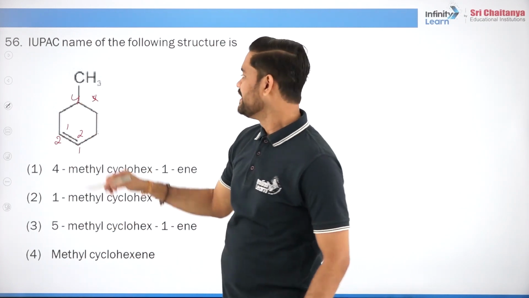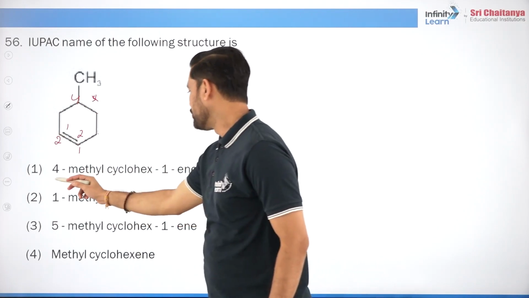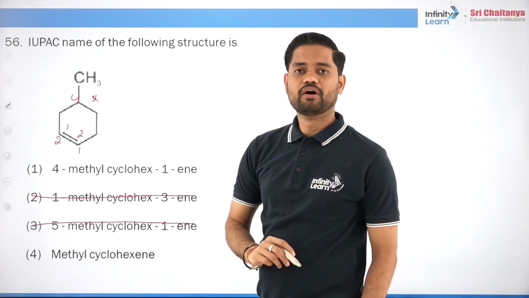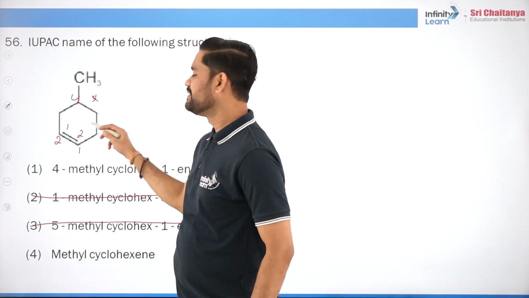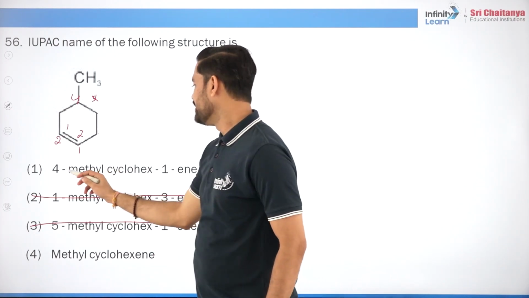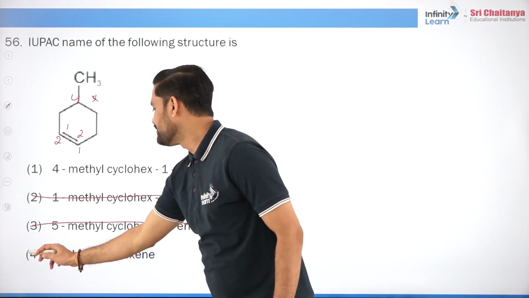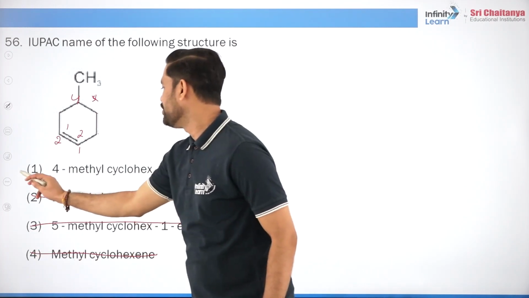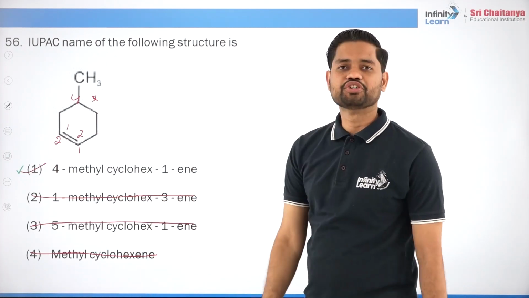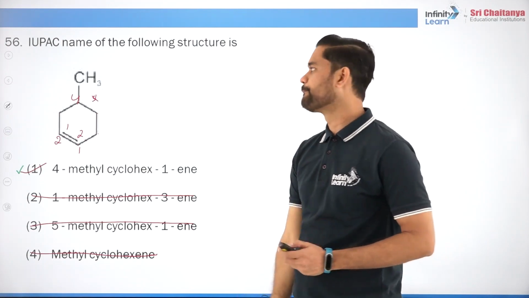So what is the right answer? Can I say it is 4 methyl? First you have to search for 4 methyl. 4 methyl, gone. 5 methyl, gone. Then 4 methyl cyclohexene. 4 methyl cyclohexene should be the answer. So here it is 4 methyl cyclohexane and here it is methyl cyclohexene. Hence I can cancel out this as well. The only option that is remaining is option number 1. So that is the right answer for question number 56. Okay, so the 56 right answer is option 1.